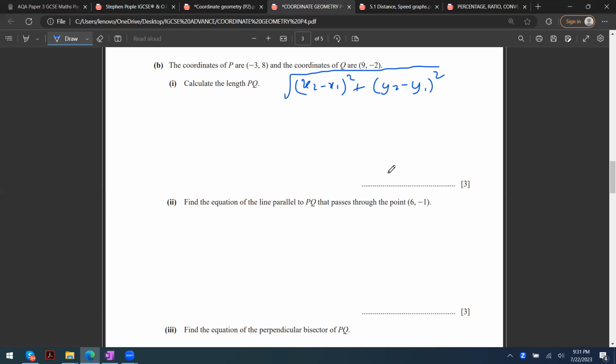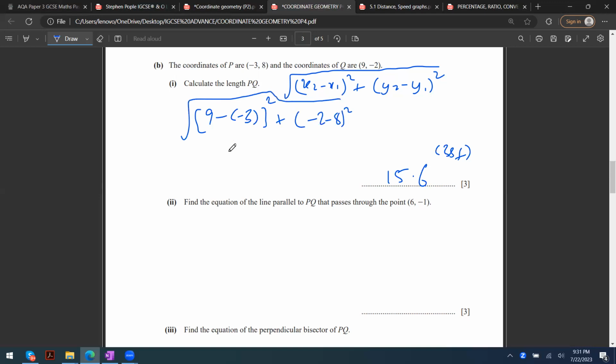Okay, anyone got the answer? 15.6. Okay, it's three significant figures. 9 minus minus 3, keep the signs like that. Square plus minus 2 minus 8 square, everything under the root. Okay, that you will get 15.6.